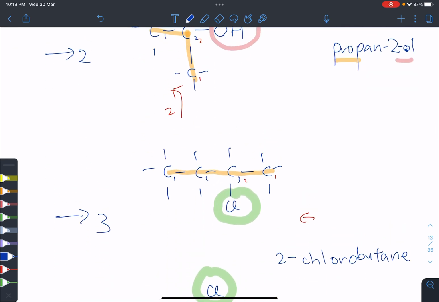Next, this one, same thing. Longest carbon, 4. So it's butane. Then you have this group, the Cl at which carbon? If I count from the left, it's the third carbon. If I count from the right, it's the second carbon. Again, we choose the shortest. So it will be right to left. So I call this 2-chlorobutane.